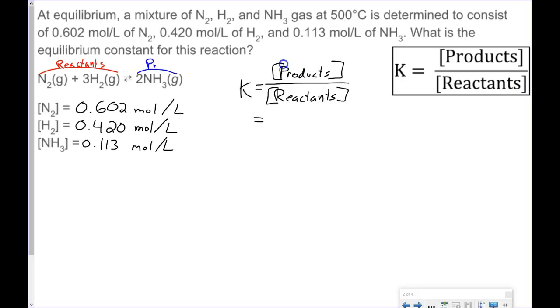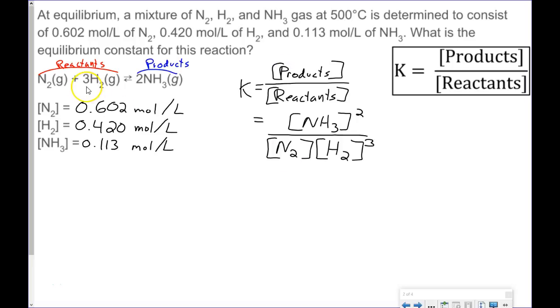These are going to be my reactants, this is going to be my product, so I'm going to start with the product of NH3, and that's going to be raised to the second power. Again, don't forget the coefficient right there, divided by the reactants. Nitrogen is going to go right there, and then the hydrogen is going to be in there, and I'm going to cube the hydrogen, reflecting the fact that the coefficient is 3.